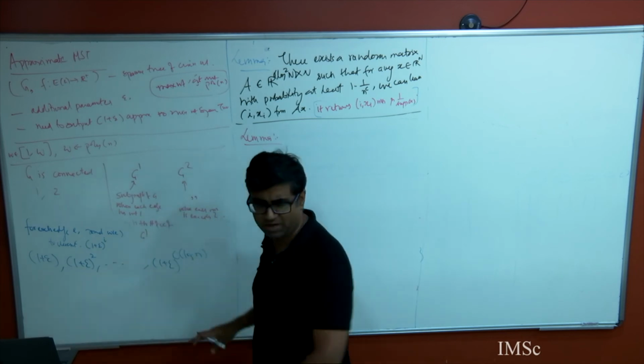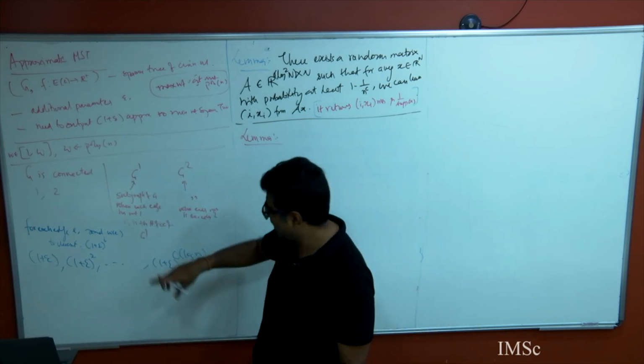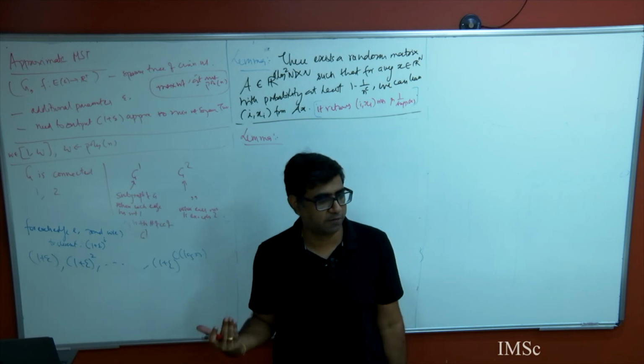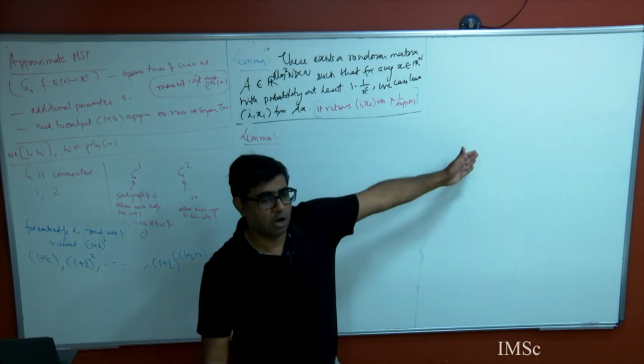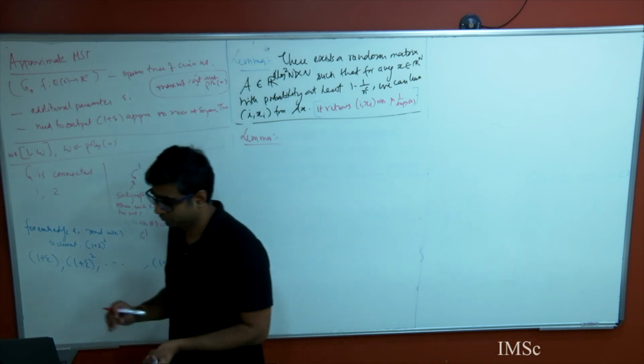Okay, these are all just static things. There's nothing fancy happening here. But the point is, if we can reduce our problem to counting the number of connected components, then we know how to do it using sketches. That's it.